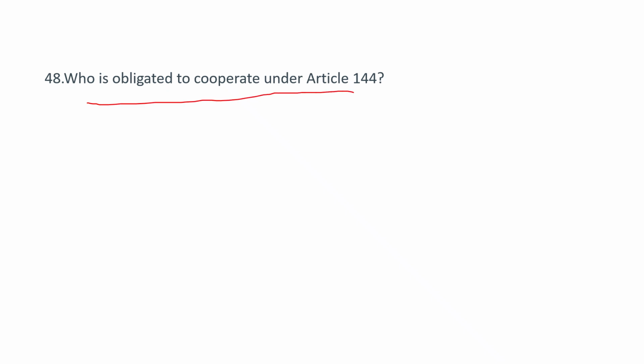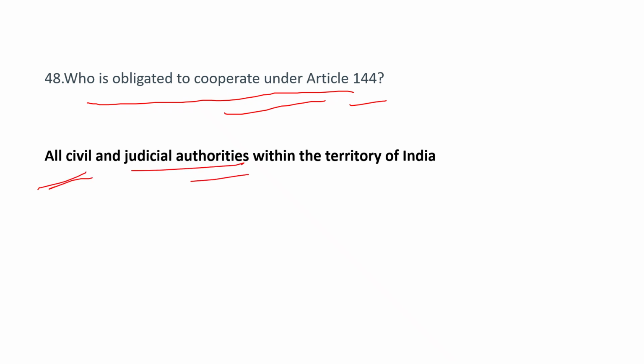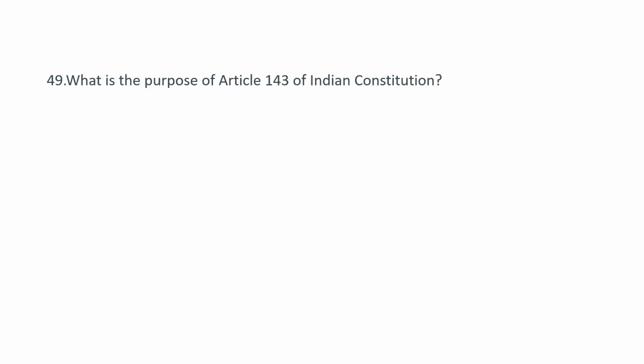Who is obligated to cooperate under Article 144? The answer is all the civil and judicial authorities within the territory of India. All the civil and judicial authorities within the territory of India are obligated to cooperate under Article 144. Okay, Article 144. Next question.